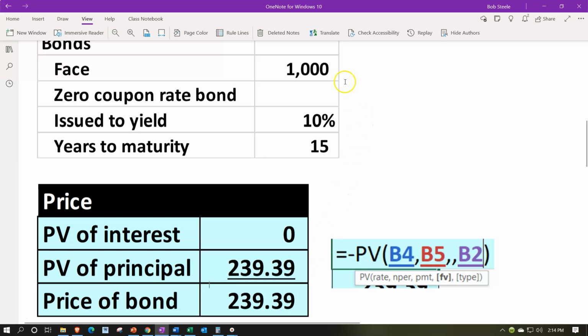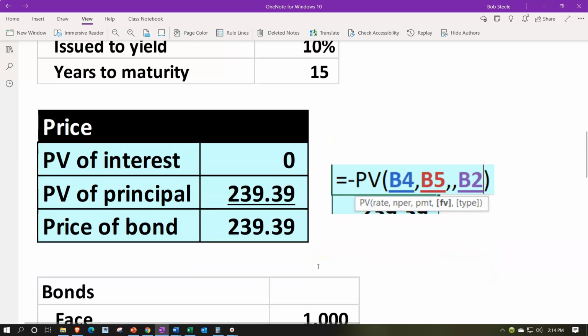Once again, we're present valuing the endpoint. We don't have those interest payments. So the face amount of the bond, 1,000, zero coupon. We don't have the interest payments. Therefore, if we present value the 1,000 after the maturity date or the term of the bonds, the 15 years, at the market rate or the issued to yield 10%, it gives us 239.39.